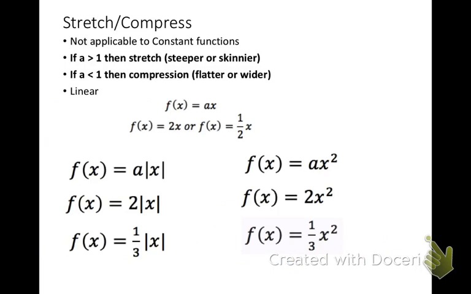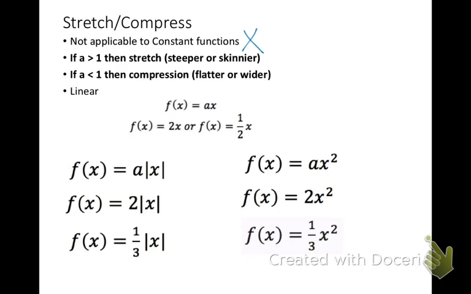All right, lastly, the last row, we can have a stretch or a compress. If you have a stretch, then your graph is going to get steeper or skinnier. If you have a compression, your graph gets flatter or wider. Right now, this is not applicable to the constant function, so just put an X through that box and then move to the linear.